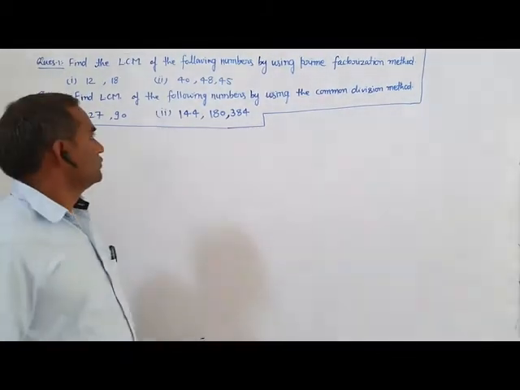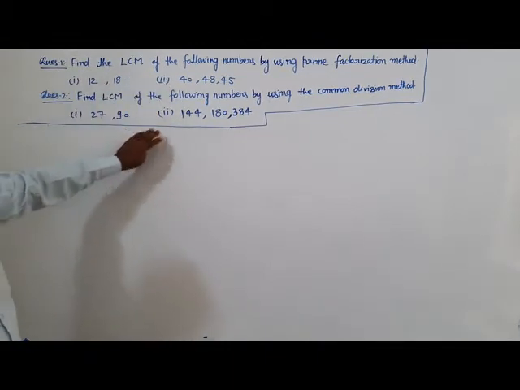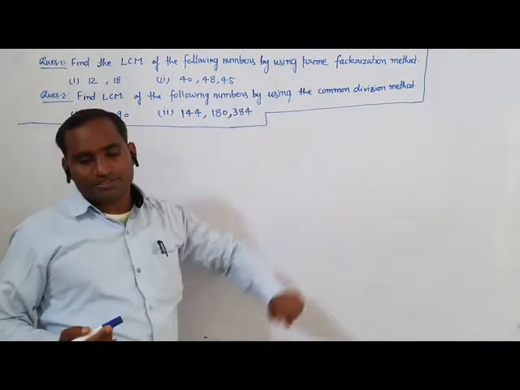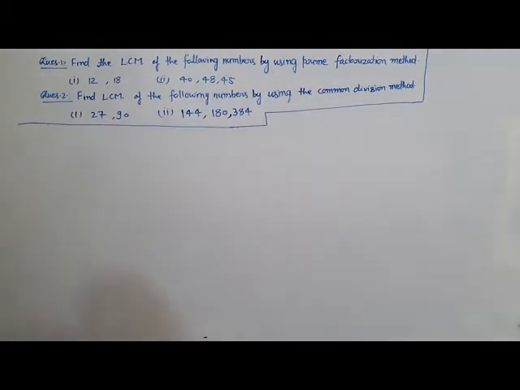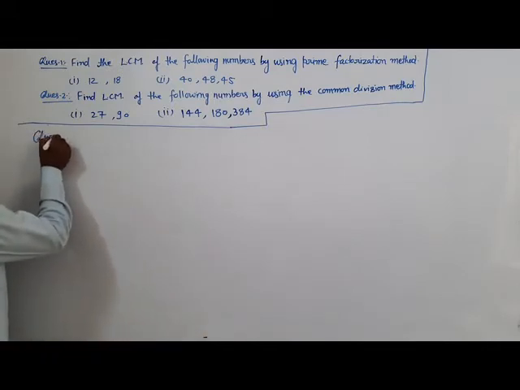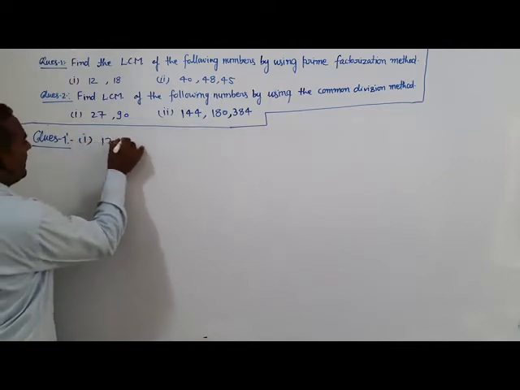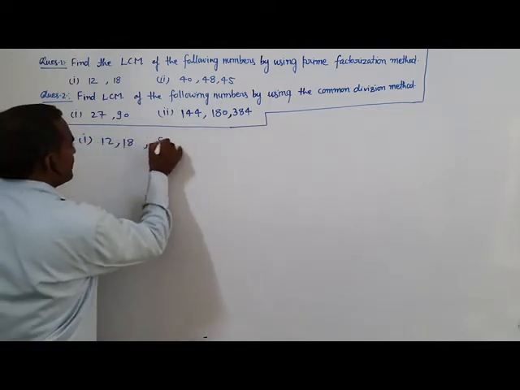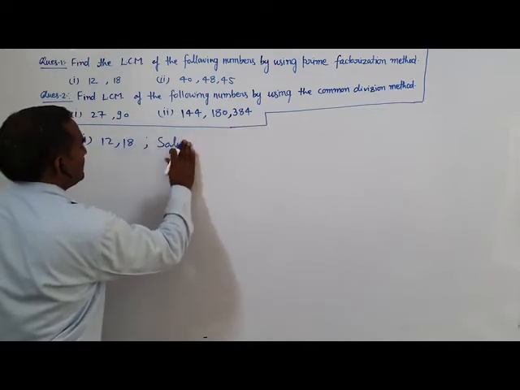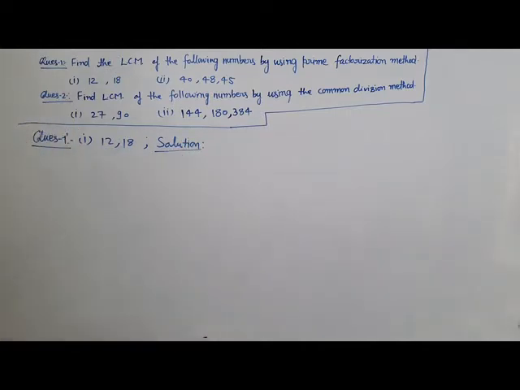Hello students, today we are going to solve some questions based on the LCM under the topic Playing with Numbers. The first question is: find the LCM of the following numbers by using the prime factorization method. So we start with question first. Option first is 12, 18. Solution.